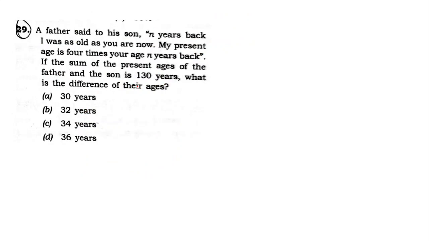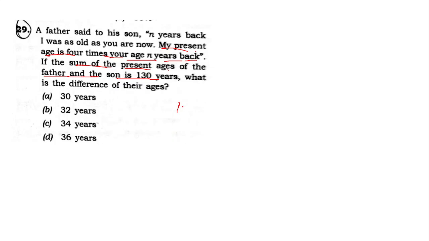A father said to his son, 10 years back I was as old as you are now. My present age is 4 times your age n years back. This is crucial here. If the sum of the present ages of the father and son is 130, again important, sum of the present ages, what is the difference of their ages? We can do it by two methods. One is quite lengthier, by putting the years ago x and n, x minus n, all those things. I'll show you one more very easy method.